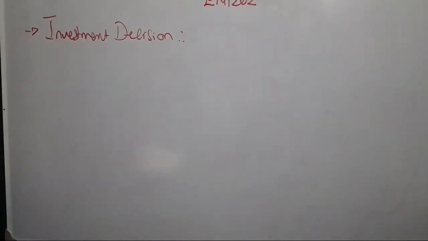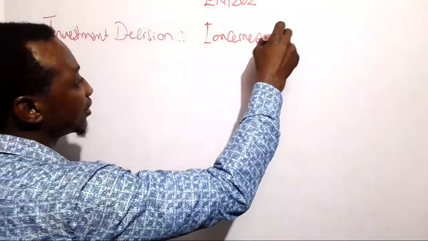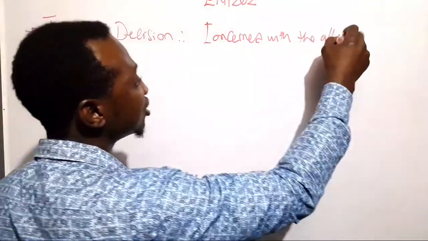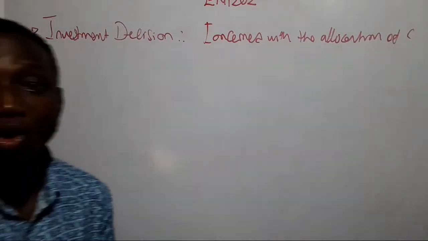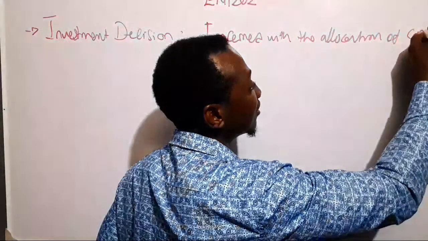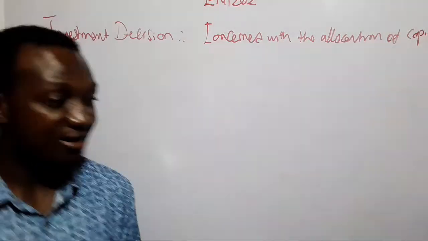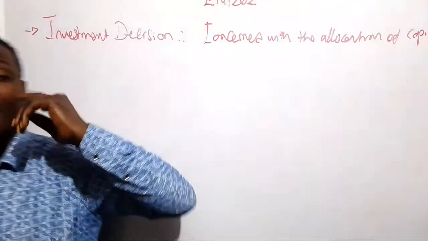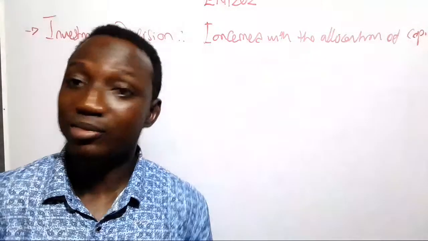Investment decision is concerned with the allocation of capital. Concerned with the allocation of what? Capital. Now, don't forget, when you talk about investment, you are talking about some good capital. Investment is more or less of capital deferred. Capital kept aside. It's totally different from you saving your money in the bank.